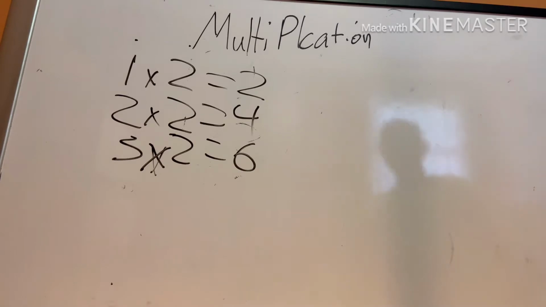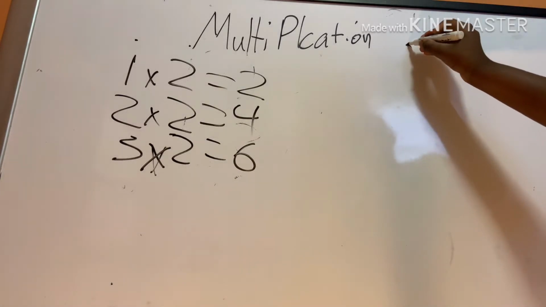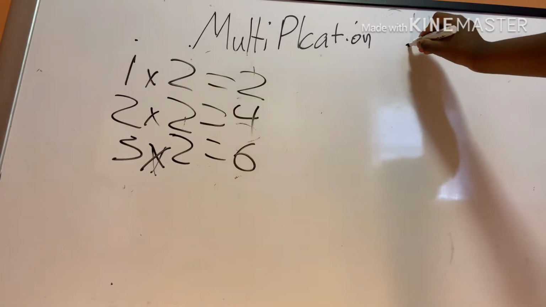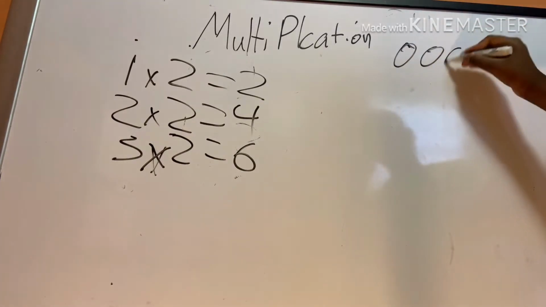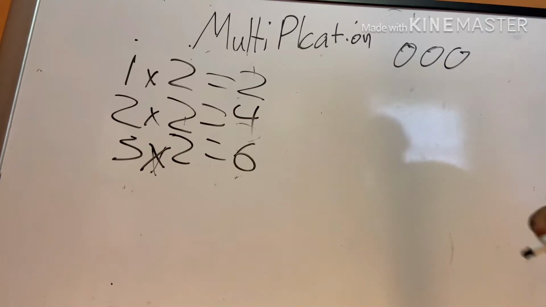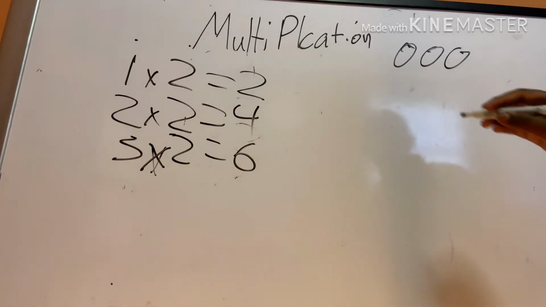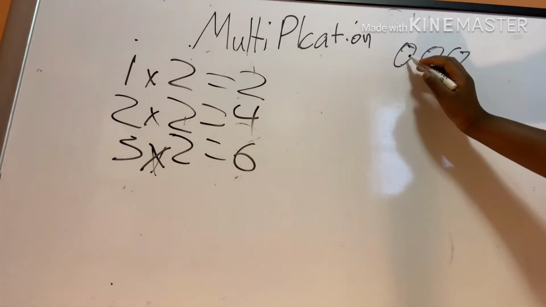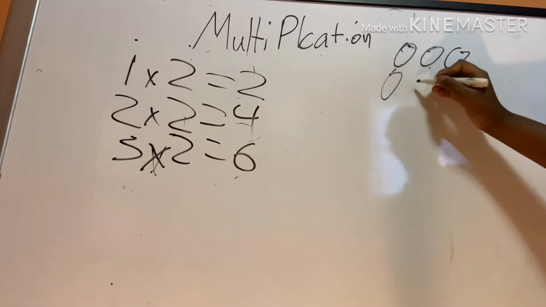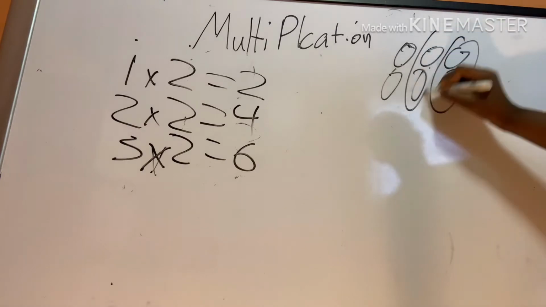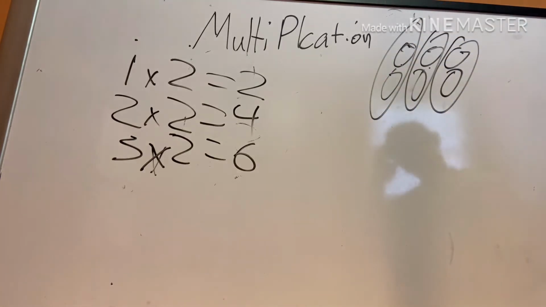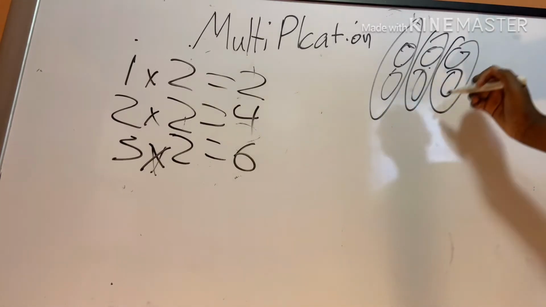So 3 times 2 would be like this. For the visual way, with the circles, it would be 1, 2, 3. And then you would have 3 twos, meaning each one of these would have one more, so there would be 2, 2, 2. And see, all of these have 2. Another way you can do multiplication with 2s is by skip counting. But then, let's just say you're doing this.